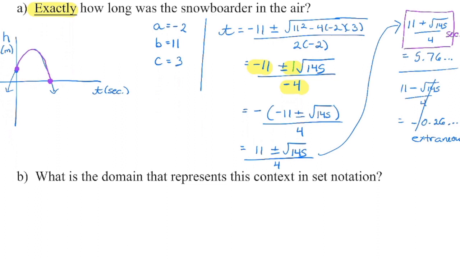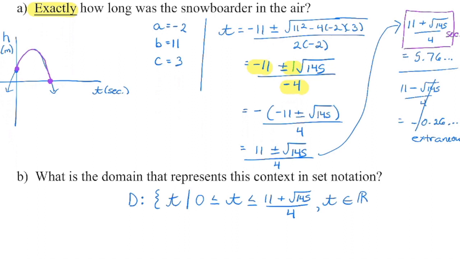So we're going to set this up. And in this case, you can use an x if you want, but I'm going to use a t. So the domain is a set of t such that time is greater than or equal to 0, time is less than or equal to that 11 plus the square root of 145 divided by 4, and time is an element of the real number system. So just to give you a little bit of practice with what we did a lot of in quadratic functions.